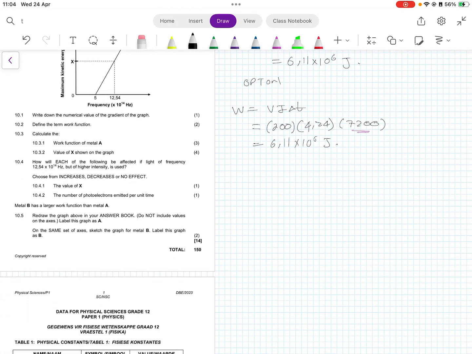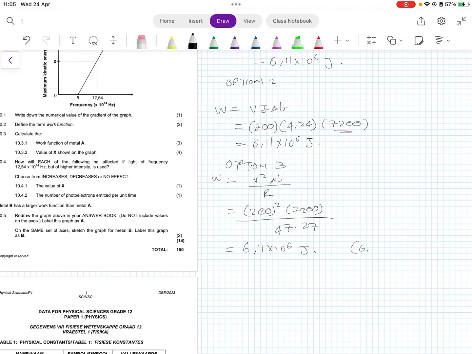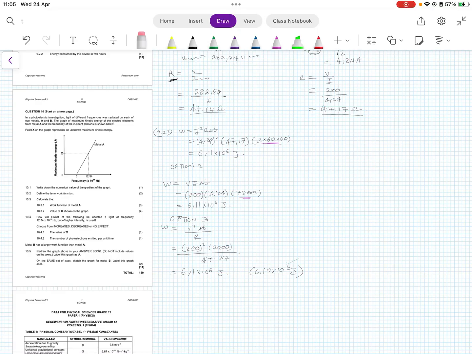Or this is option 3. You could say that the work done is given by the potential difference squared multiplied by the change in time over R, which is still your RMS potential difference multiplied by the 2 hours, all over 47.17, which is our resistance, thus 6.11 times 10 to the power 6 joules. And 6.10 times 10 to the power 6 joules is also an acceptable answer. And that is it for question 9. Moving on to question 10.